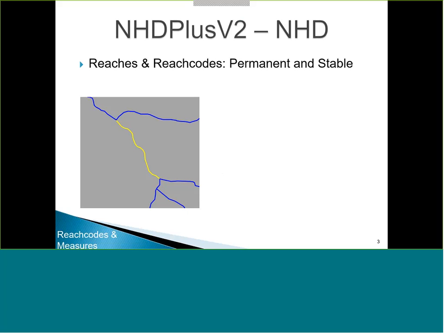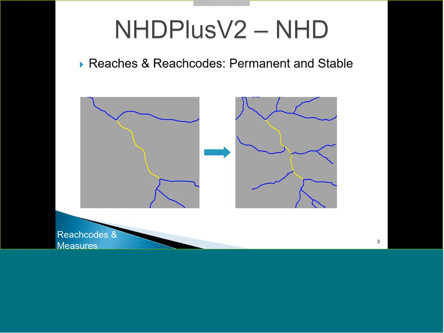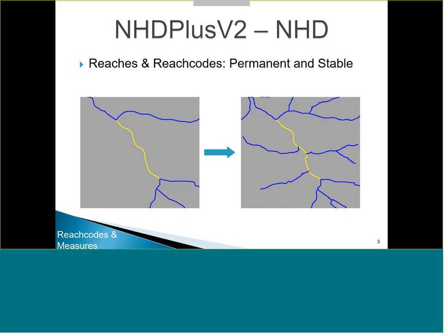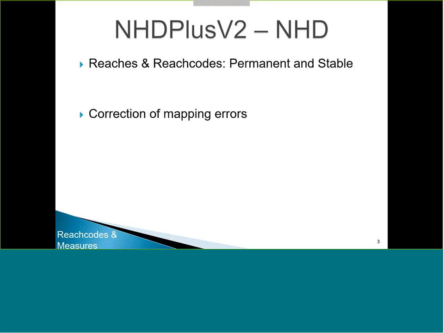Okay, here is what is a reach and what is a reach code. This yellow line is basically a reach, okay? And that has a specific reach code. Now, the thing about a reach code is it's permanent and it is stable. So that reach over here has been broken up into 4 pieces because these 3 streams have been added in, okay? But that reach code does not change.